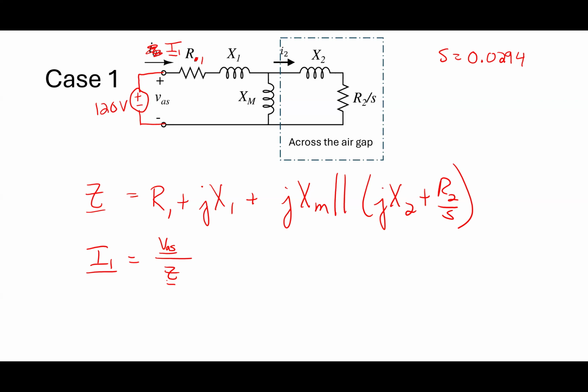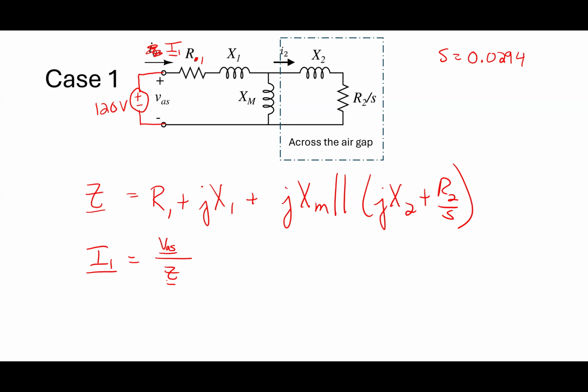Does slip matter here? Yes. What you're saying is the impedance is changing as a function of the slip, and it has to, because the machine is slowing down and there's a different frequency of the currents. This R2 over S is reflecting how the mechanical operation of the machine is impacting the electrical operation of the machine.